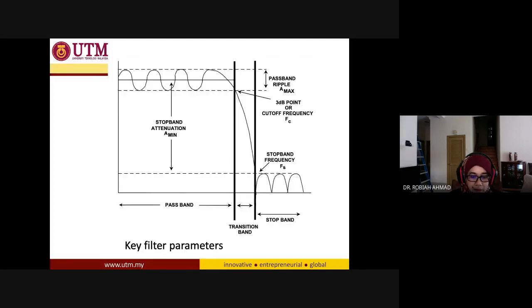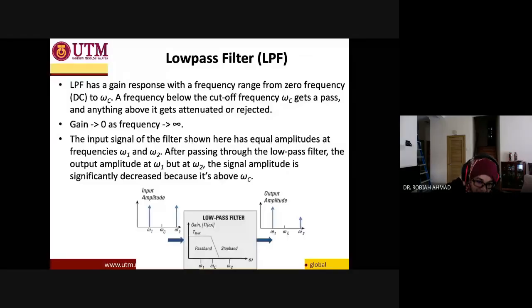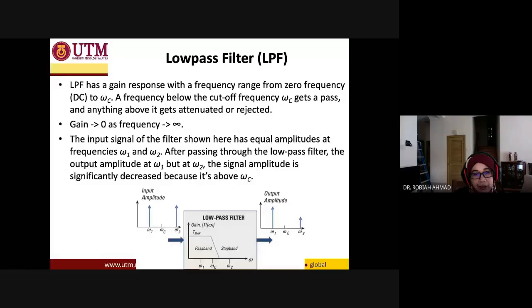Okay. Now let us look particularly, so that is filter in general. So now let us look particularly at the passive. What does passive mean just now, class? RLC only. RLC, yeah, no op-amp, no active components. Okay, so we start with the low pass filter. Sometimes we represent it as LPF, low pass filter.